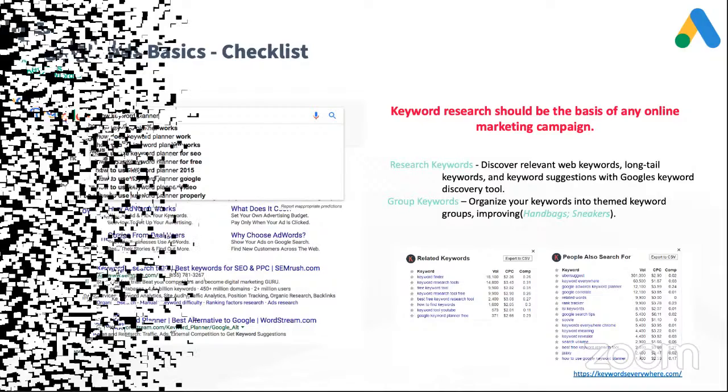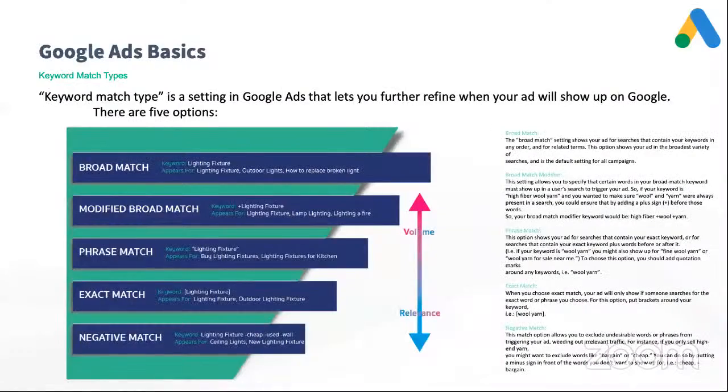Okay, so then to define your keyword types. I've shared this as part of a handout. You'll get it a little bit later. Not this exact slide, but there's a PDF of this. So I'll quickly run through what the different matches are. There's a broad match, which is everything that relates to these examples. So if your keyword is fixture, it will potentially bring up light fixture, outdoor light, how to replace a broken light. So it's quite generic and broad.